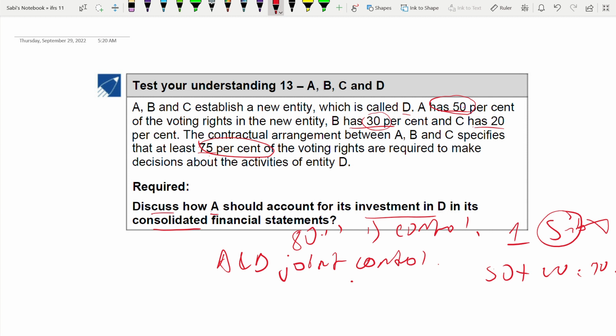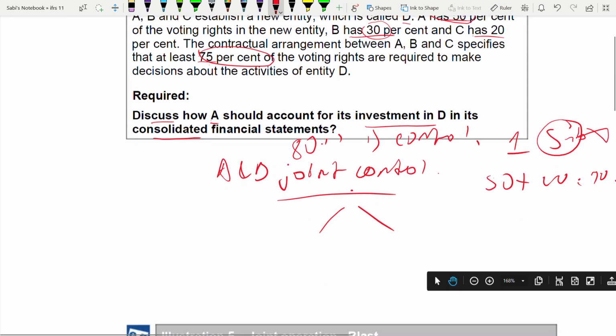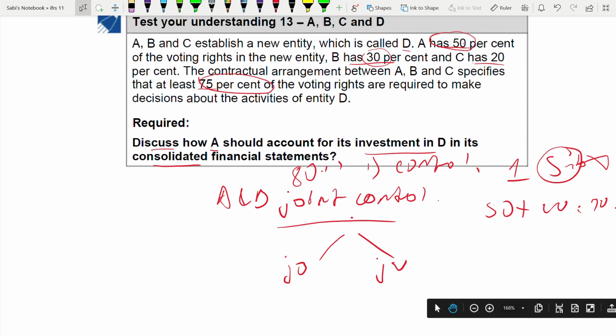Now you know it's a joint control. It has two things. We know joint operation, JO, or joint venture, JV. Tell me, is it a joint operation or joint venture? It's a joint venture. Why? Tell me why. Look at the facts. The facts are in front of you. Tell me why it's a joint venture.